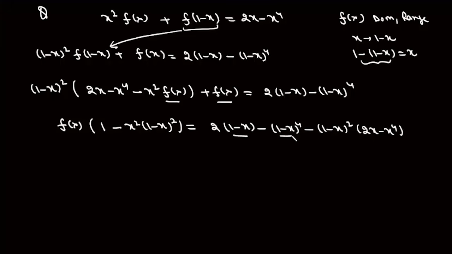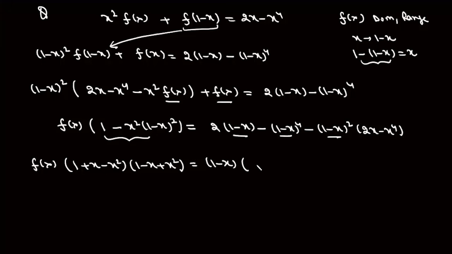Now here we'll take 1 minus x common, and this is a square minus b square, which is (a plus b) into (a minus b). So we can write this as f(x) into (1 plus x minus x square) and (1 minus x plus x square), and this is (1 minus x), and then 2 minus (1 minus x) cube minus (1 minus x), (2x minus x to the power 4).